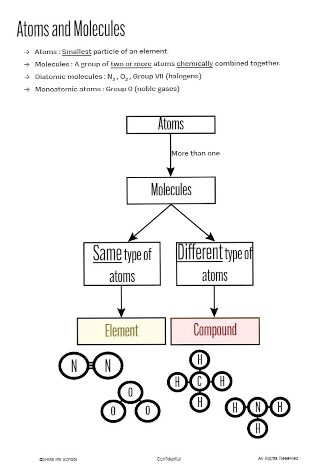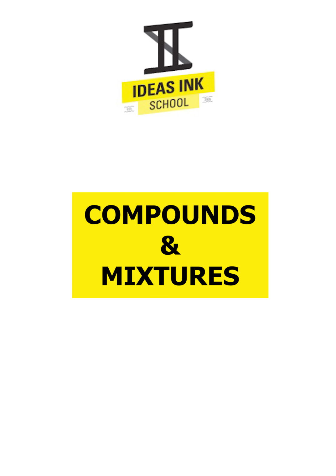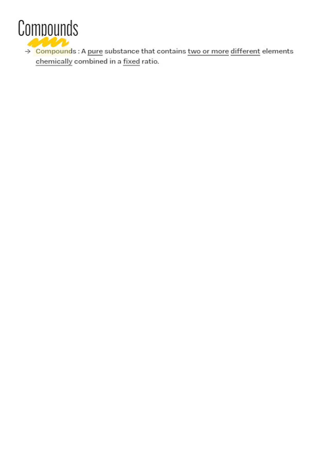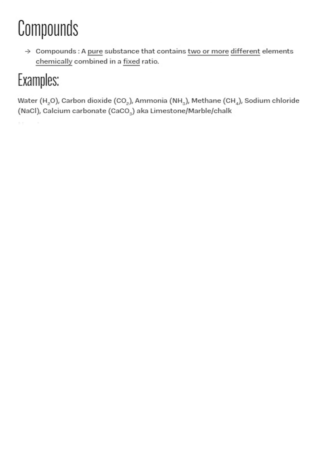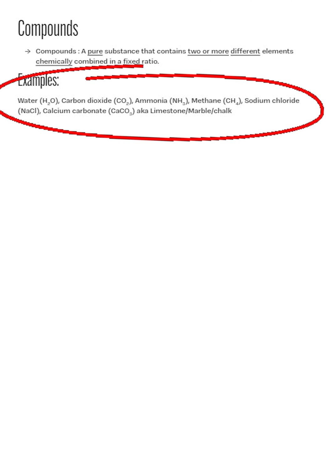Now we will move on to the most important part of the chapter. Here we will be discussing compounds and mixtures. A compound is a pure substance that contains two or more different elements chemically combined in a fixed ratio. Some examples include water, carbon dioxide, ammonia, methane, sodium chloride, which is commonly known as salt, and calcium carbonate, which is commonly known as limestone, marble, or chalk.